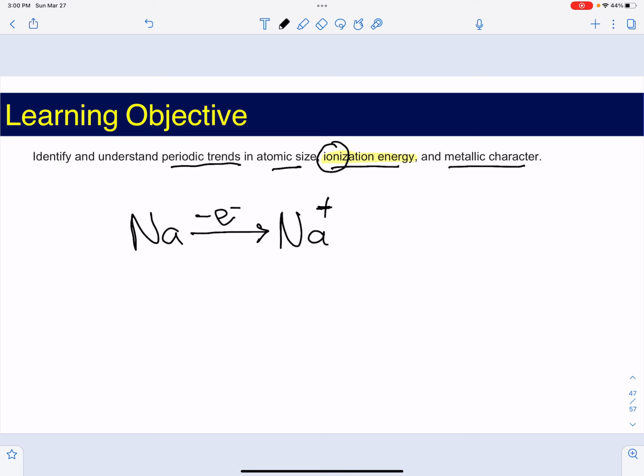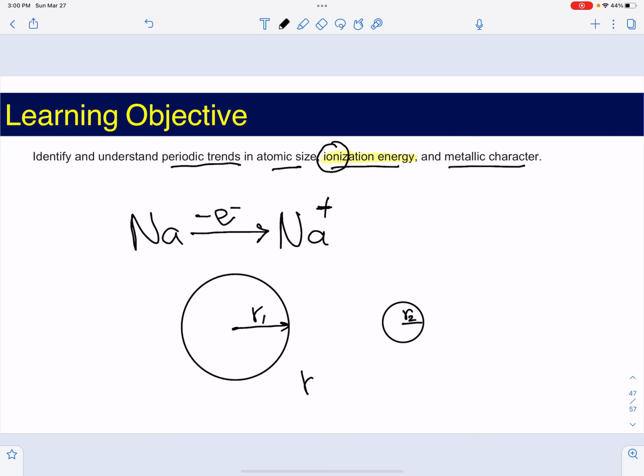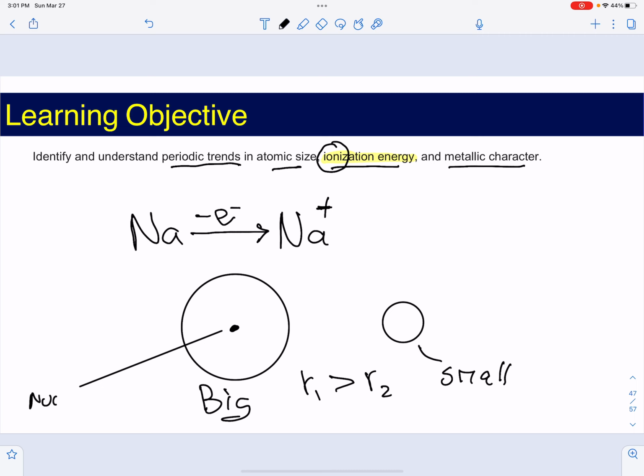So let's think about that. If I have an atom that is like this compared to one like this, we can say that the radius for number one is bigger than number two, right? So we're basically saying this is the big atom and this is the small atom. However, let's remember what's on the center. What do we have on the center? On the center, we have the nucleus. And the nucleus is made out of protons and neutrons. So the nucleus is going to be positive. So on the center, you have a positive nucleus. On the farthest away energy level, you're going to have an electron.